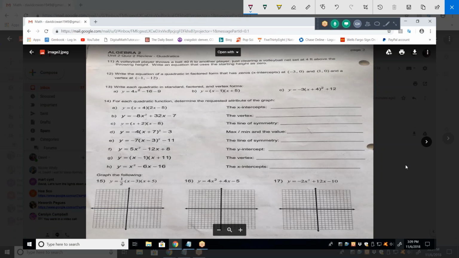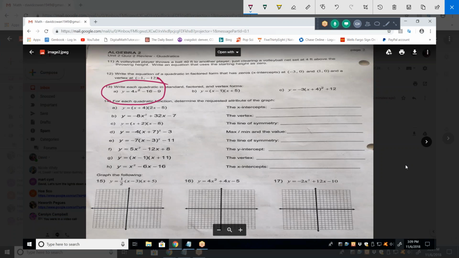Write each quadratic in standard, factored, and vertex format. When they say factored, they mean x-intercept. That's the x minus p times x minus q. Okay, so let's take this first one here. What is that in standard format? Exactly. That is standard. I was just testing it.